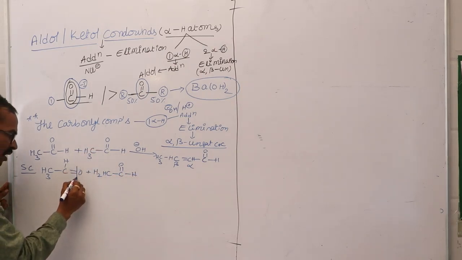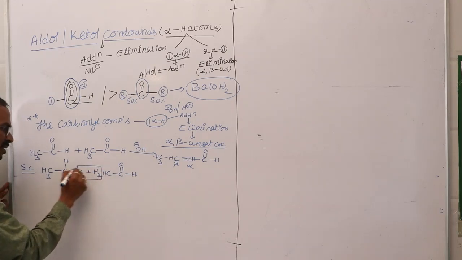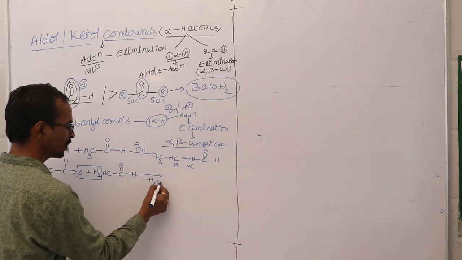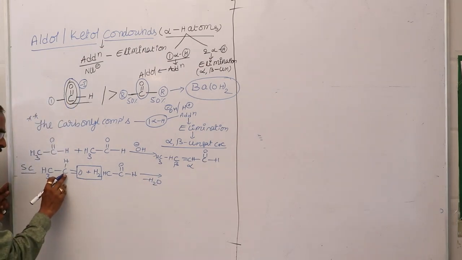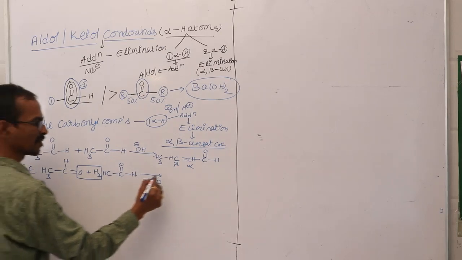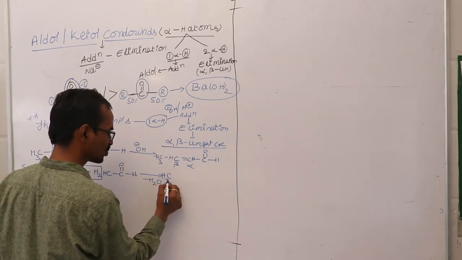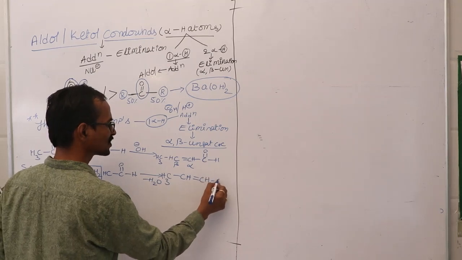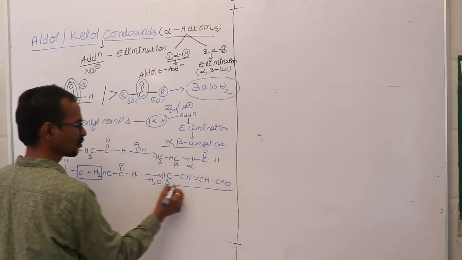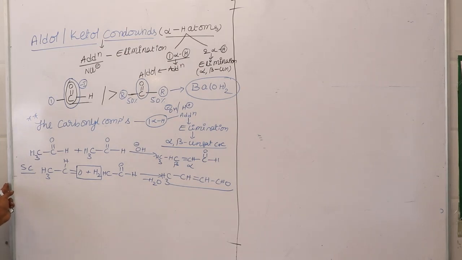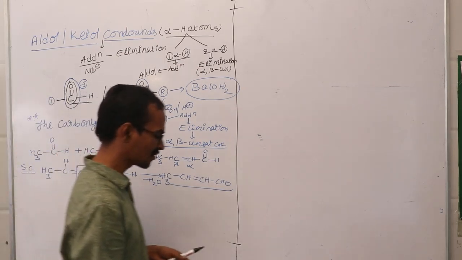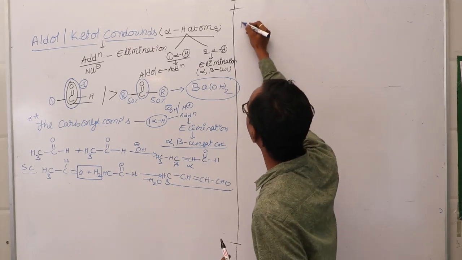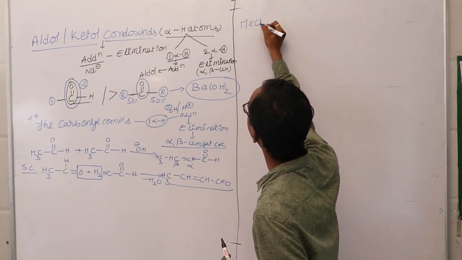So from here the oxygen is eliminated as minus H2O. Simply this double bond is formed between this carbon atom and this carbon atom. Then you will get CH3 CH double bond CH CHO. This is the shortcut for the Aldol condensation. Let us have a detailed mechanism for this reaction.